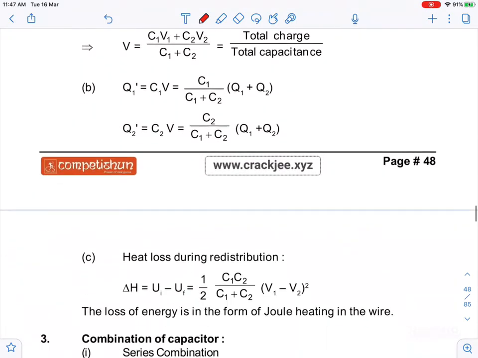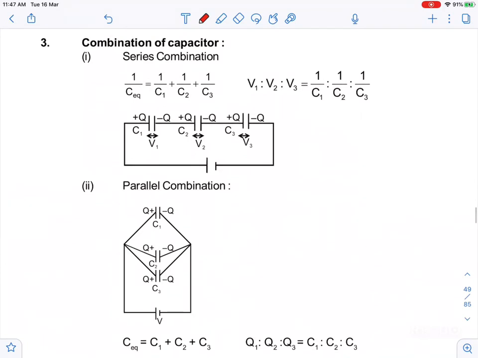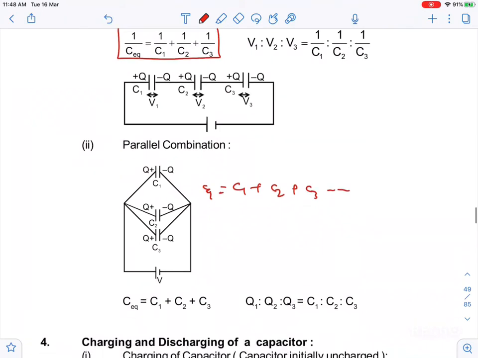Now, for capacitance in series and capacitance in parallel, you have to keep in mind that capacitance is added like resistance in parallel. The same thing holds for capacitance in series. So for resistance in parallel, you write 1 by R equivalent is equal to 1 by R1 plus 1 by R2. Series capacitance you will write like that, and capacitance in parallel you will write C1 plus C2 plus C3.